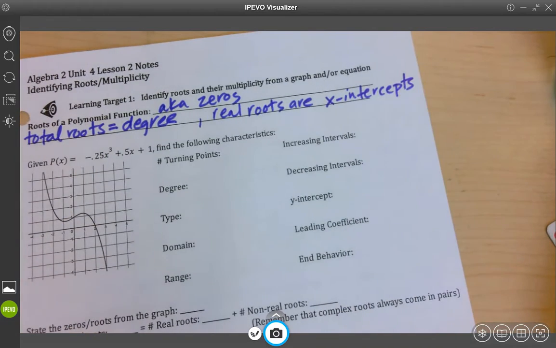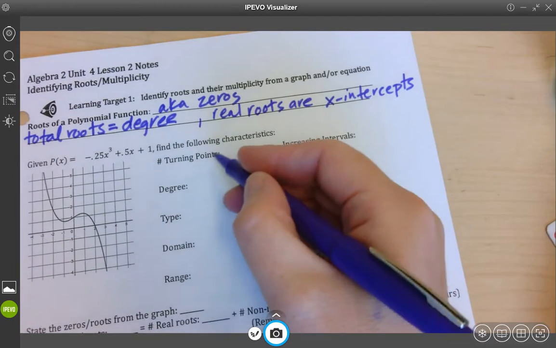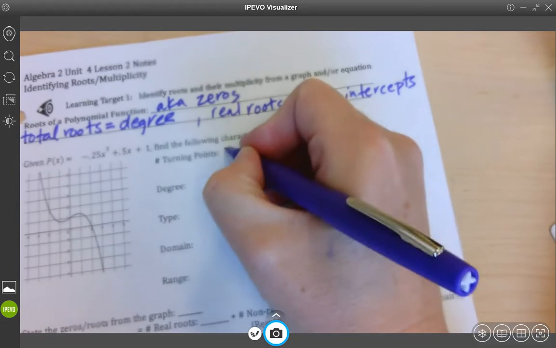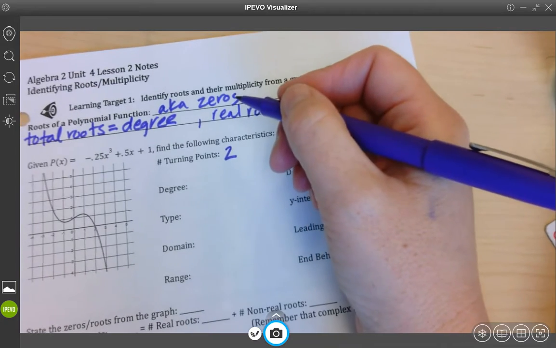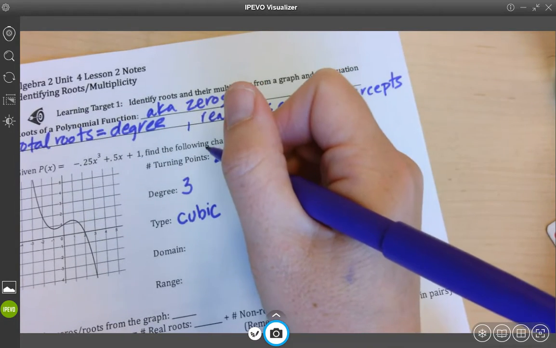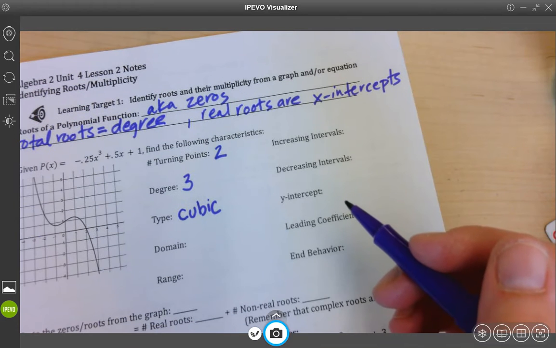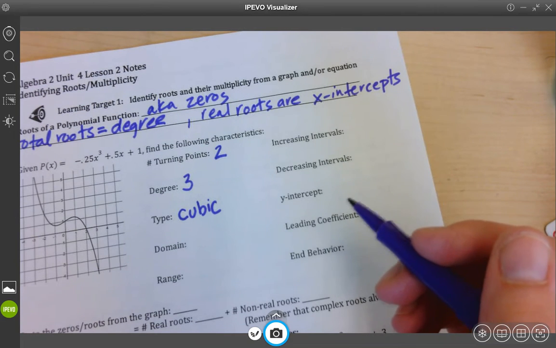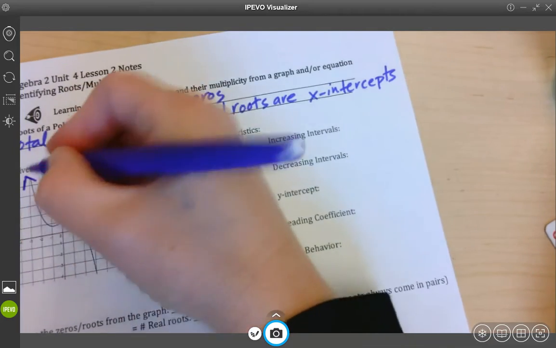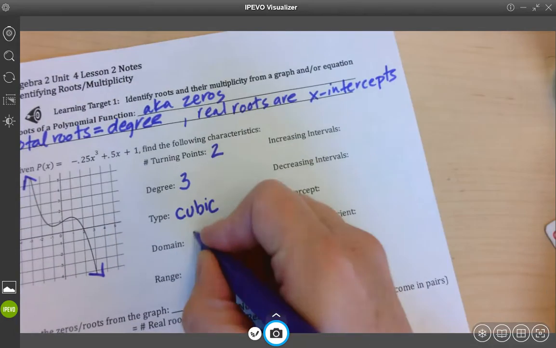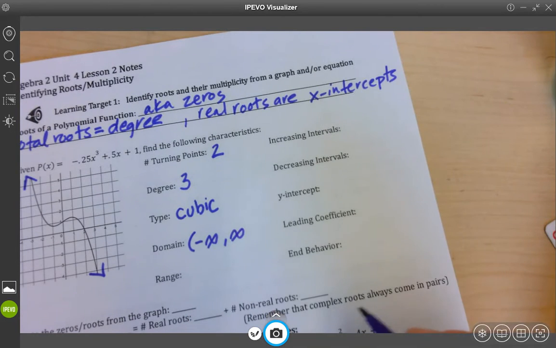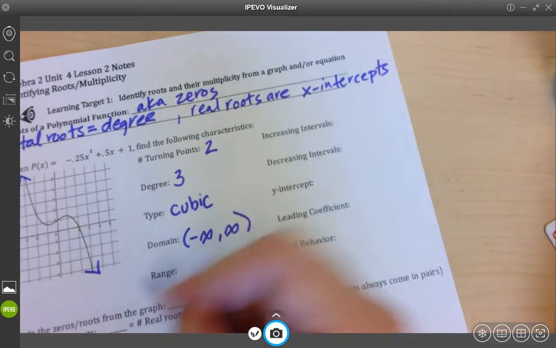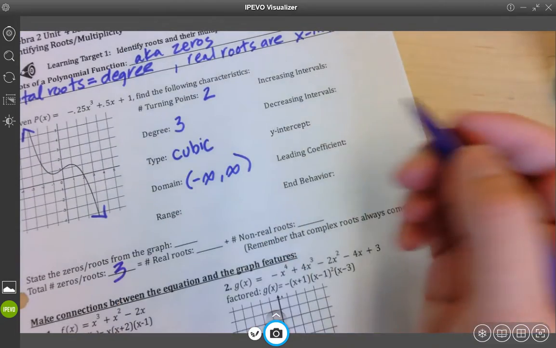All right. Very good. 2 turning points, 1, 2. Josiah and Owen, what do you want to share with us? Alexa. Domain is negative infinity and positive infinity. Yes. So this one keeps going to the left and this one keeps going to the right. So that is our domain, negative infinity to positive infinity. Total zeros / roots are 3. Real roots are 1. And non-real roots are 2.